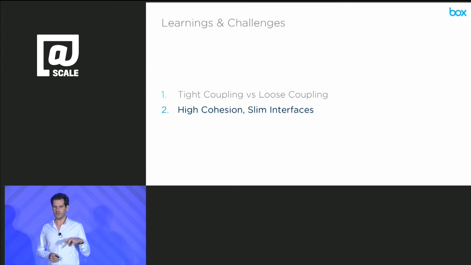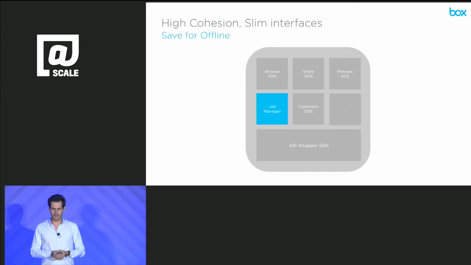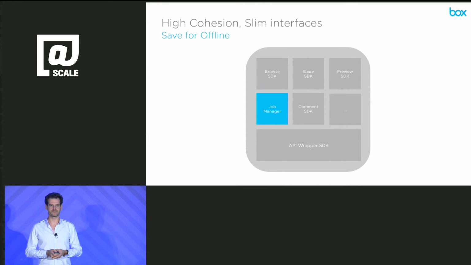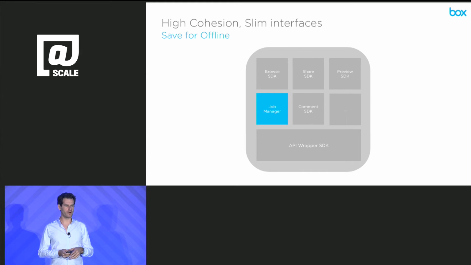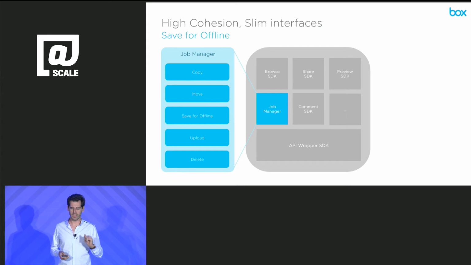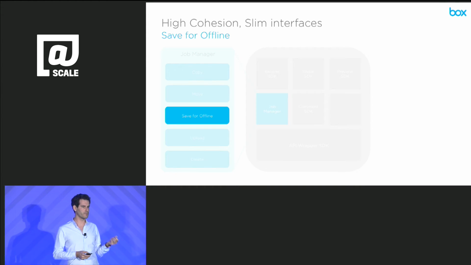So the second learning is about cohesion. You can see that our Box app is composed of multiple components, and one of them is called the Job Manager. The Job Manager's role is to handle all the long-running tasks, like for example, when you copy files, move, upload, delete, or when you save for offline.